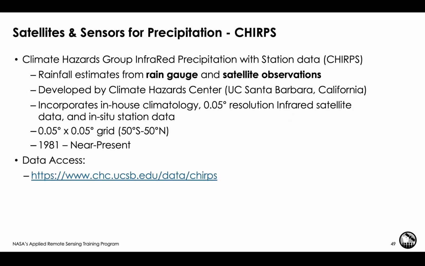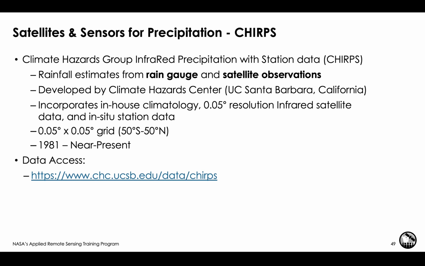Another precipitation product derived from satellite data is the Climate Hazards Group InfraRed Precipitation with Station data, or CHIRPS. CHIRPS was developed by the Climate Hazards Center at UC Santa Barbara. Rainfall estimates are made from rain gauge and satellite observations, incorporating in-house climatology, 0.05 degree resolution infrared satellite data, and in situ station data. Two strengths of CHIRPS data are the higher spatial resolution and long time series.